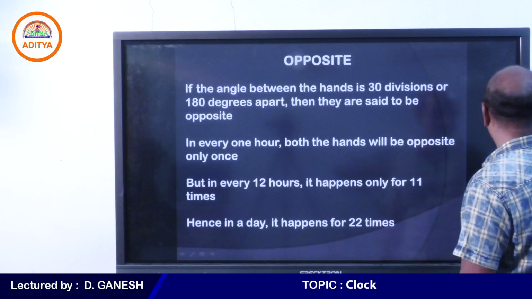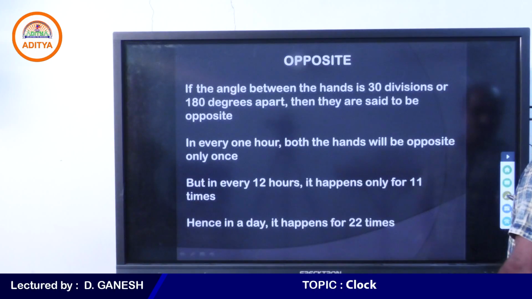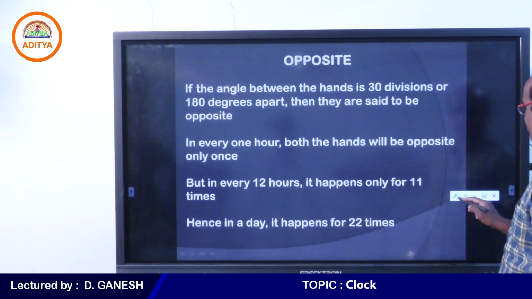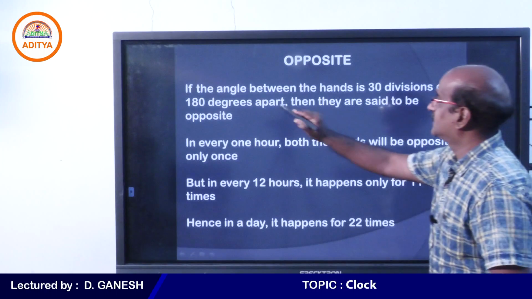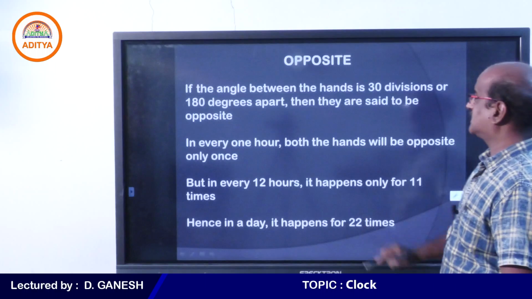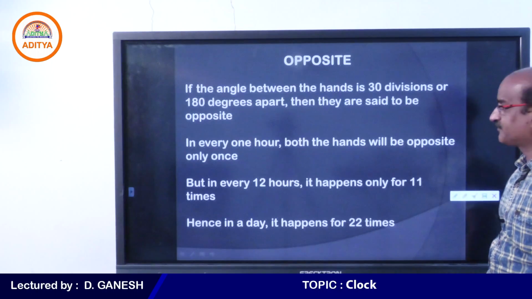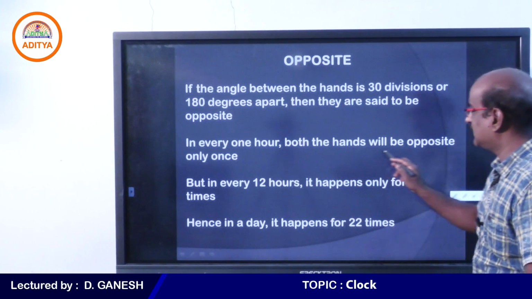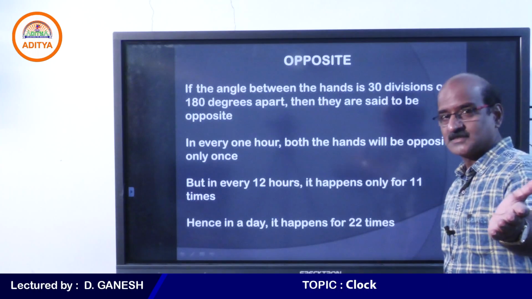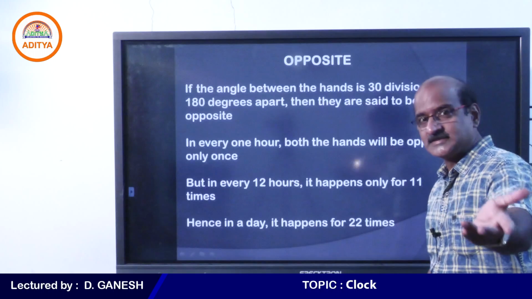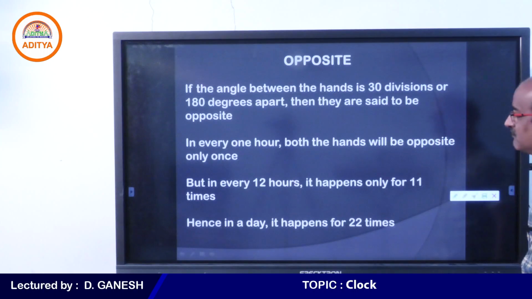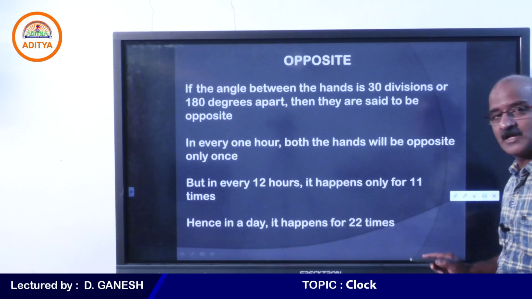Please note down. Let me explain. First, please note down. If the angle between the hands is 30 divisions or 180 degrees, then they are said to be opposite. In every 1 hour, both the hands will be opposite only once. We see that at 6, 7:05, 8:10, 9:15 and so on, every time. But in 12 hours, it happens only 11 times.